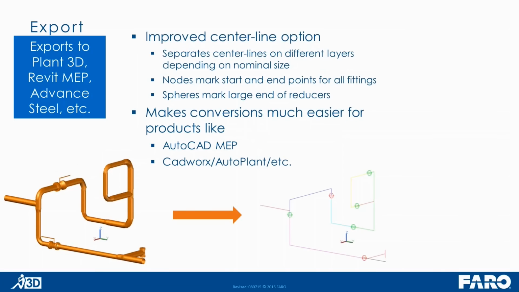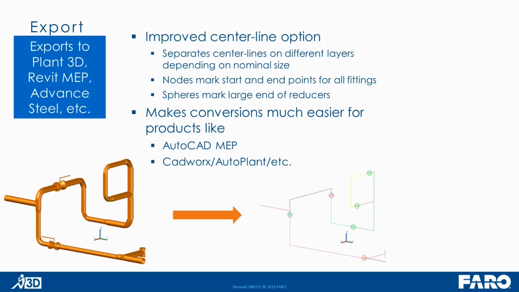So this is the difference between what we call simple center lines. Now the simple center lines is what you had before. It's a single center line. You did have nodes placed for start and end points for all your objects, but the workflow to get into products like AutoCAD MEP, CADWorks, AutoPlant, etc., was not that good. It was very cumbersome. Anytime there was a reduction, the user had to know that, and then had to either break the line or take a different route.